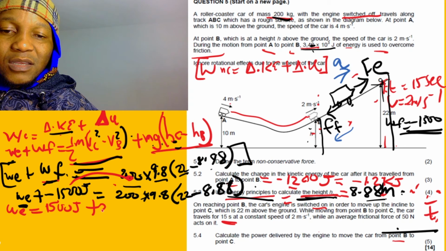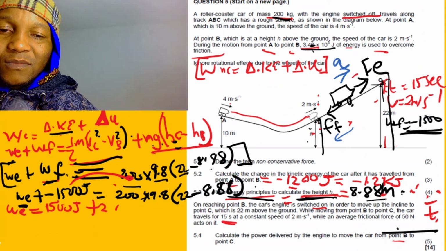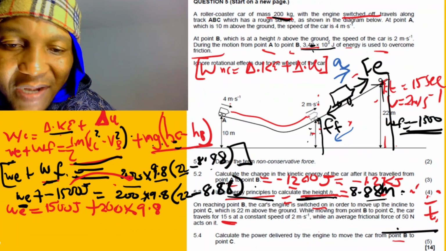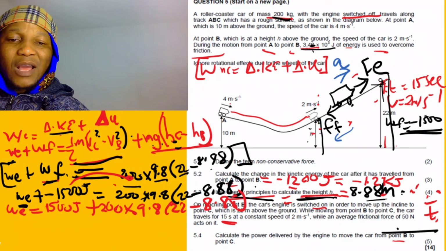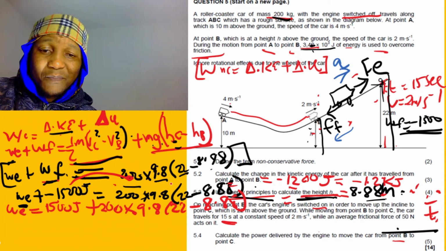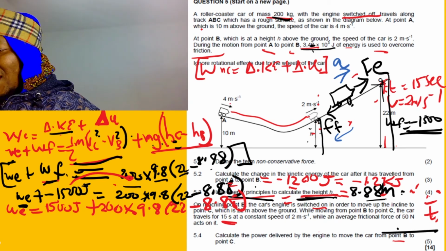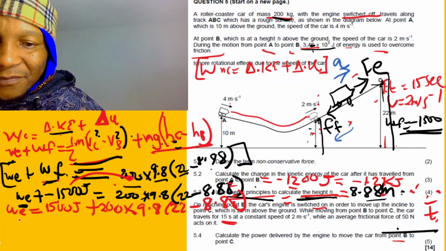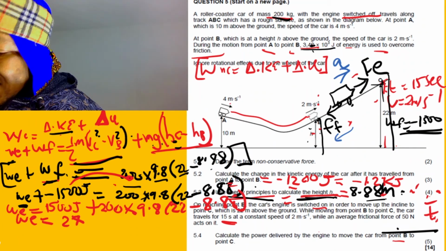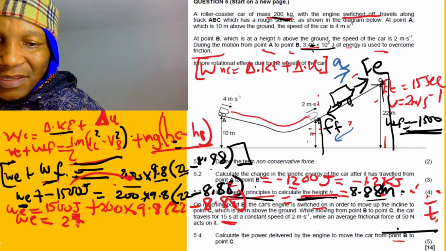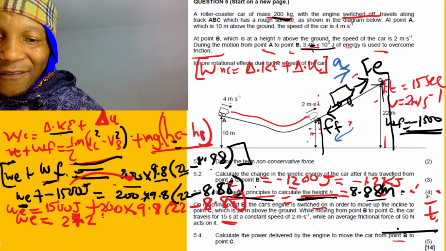200 times 9.8, times the height difference. Okay, so now we can plug that into the calculator. I'm going to say 1,500 plus that one, the work done by friction. You know how to plug into the calculator. If you plug it in slowly, it's going to give you 27,215.20 joule.